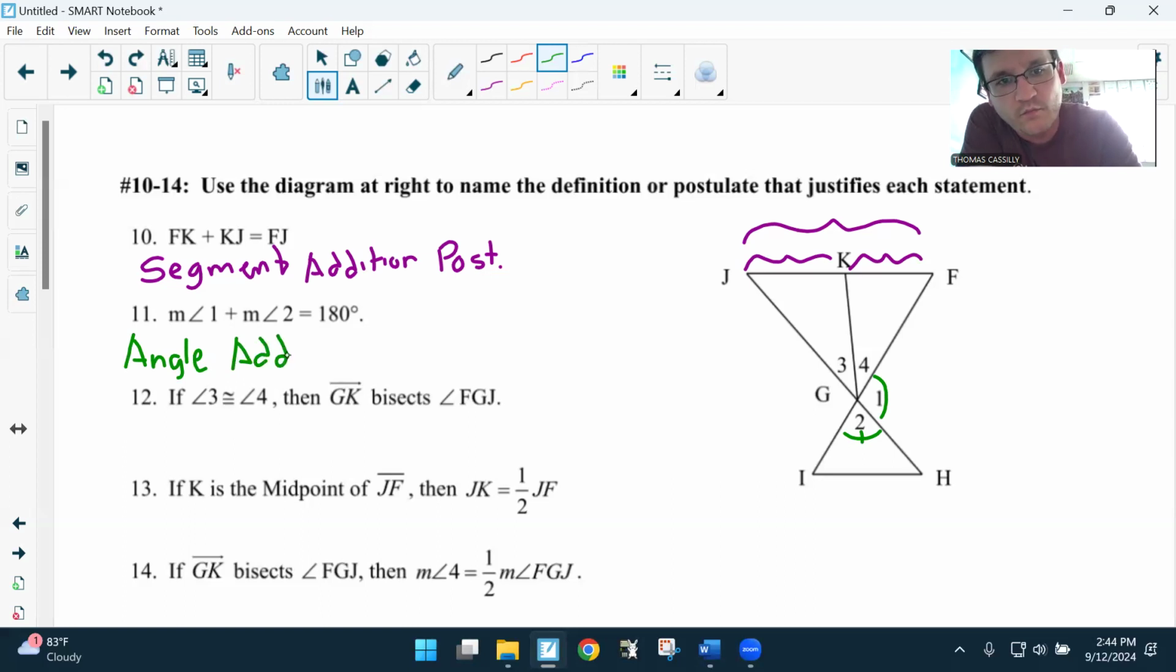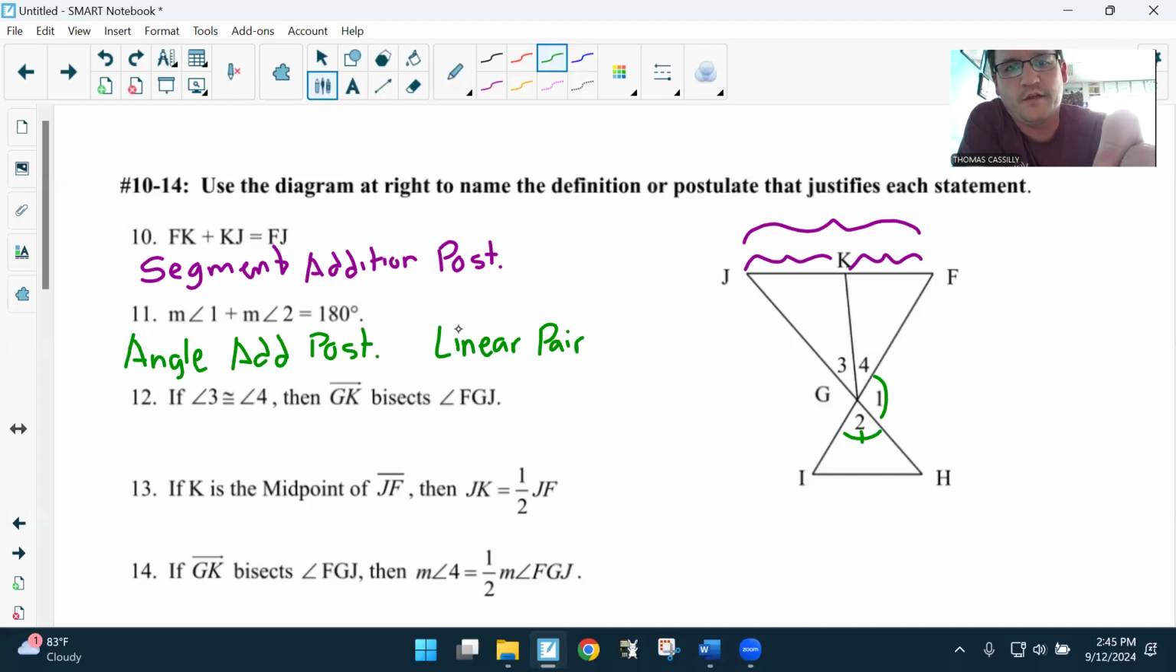However, more specifically, angle 1 and angle 2 are what we call a linear pair. All right, and this is probably the one that's the better answer. This is a linear pair. Remember, a linear pair are two adjacent angles that are supplementary. All right, supplementary meaning they add up to 180 degrees.